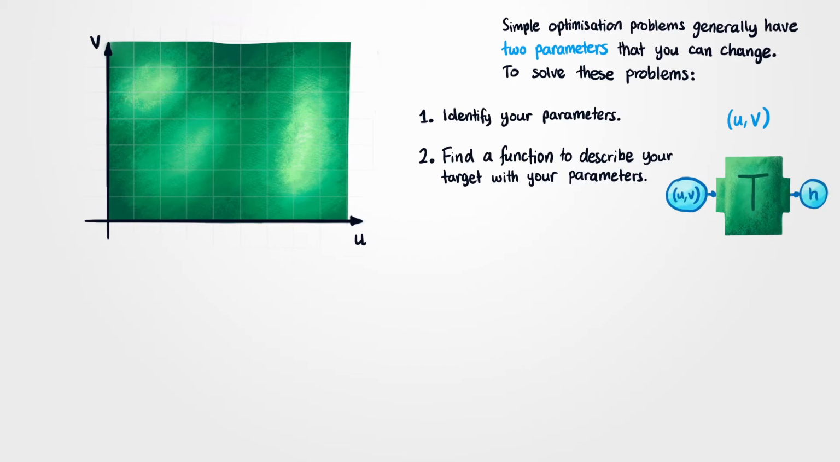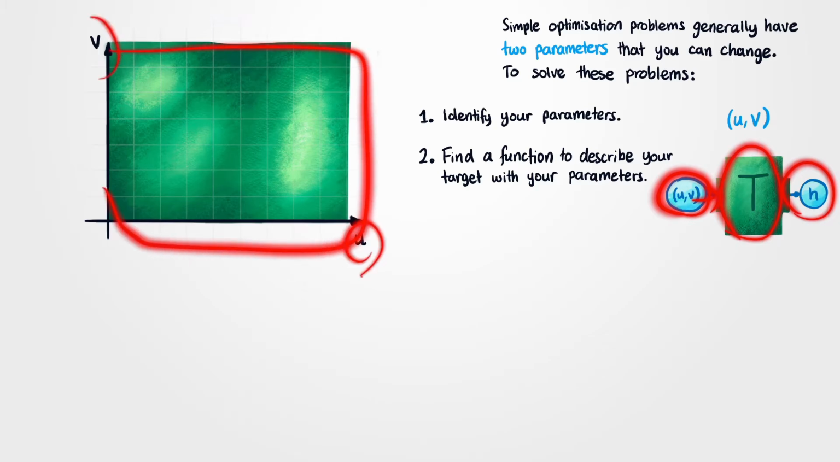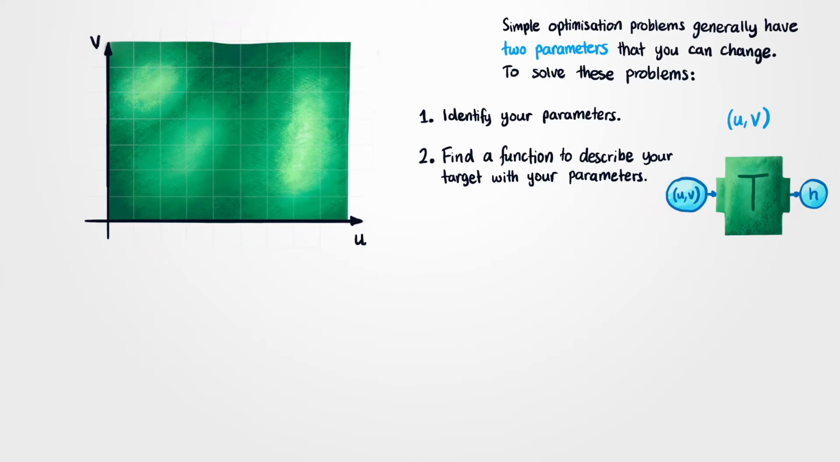Okay, so to be clear, there's going to be some function that takes our parameters in as an input and then produces our target as the output. So for example, in the mountain range, we could take the U and V coordinate and then produce the height at that particular position.